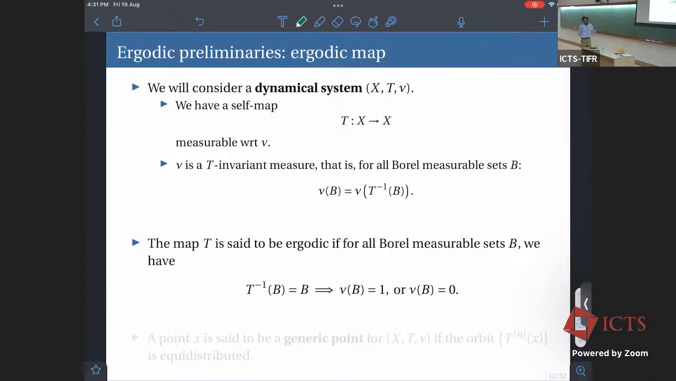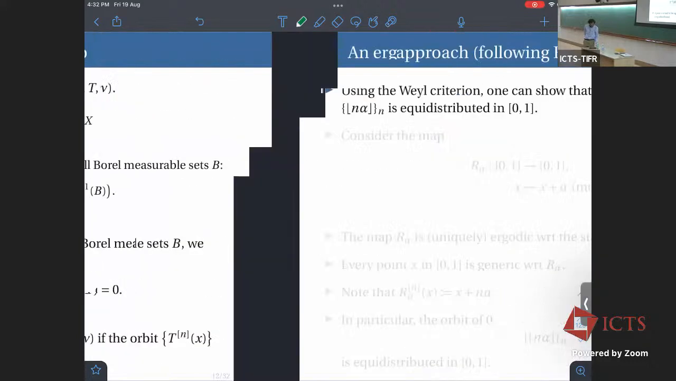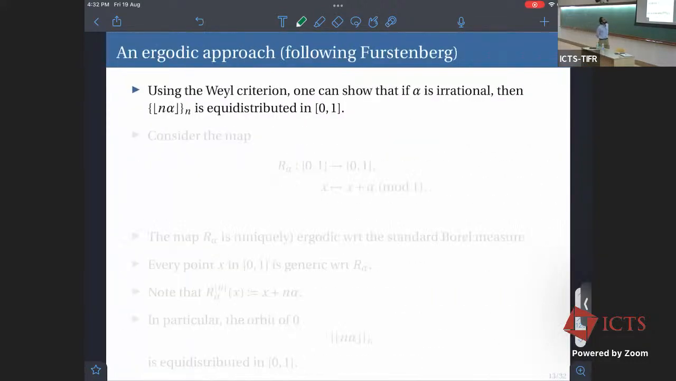And the map T is said to be ergodic if, for all Borel sets, so if you have a Borel set with the property that T inverse of B is B on the nose, that can only happen if B has full measure or if B has zero measure. Okay. And a point x is said to be a generic point for this dynamical system if the orbit of the point, so you have x, Tx, T squared of x, T cubed of x, and so on, is equidistributed. Okay, so this ergodic approach is following Furstenberg.